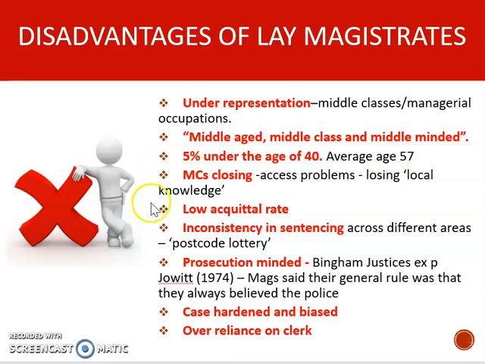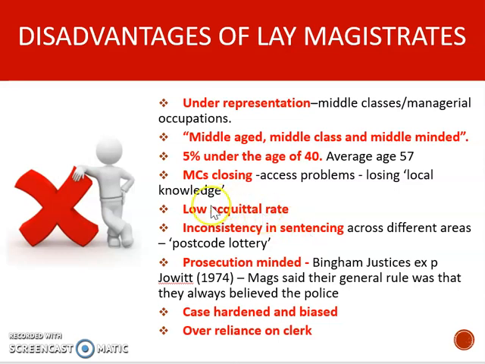Magistrates also have a low acquittal rate. So that means that they find defendants guilty a lot of the time, certainly compared to Crown Court cases where you've got a jury. You are 3 times more likely to be acquitted in the Crown Court than you are in the Magistrates' Court. So this low acquittal rate seems to suggest that they're prosecution-minded, which I'll come back to in a second. And we're also seeing, as well as a low acquittal rate, that there is an inconsistency in sentencing. So magistrates in different areas, although they'll all be following the same general guidelines, will be applying them differently. And that has led some people to say it's a postcode lottery.